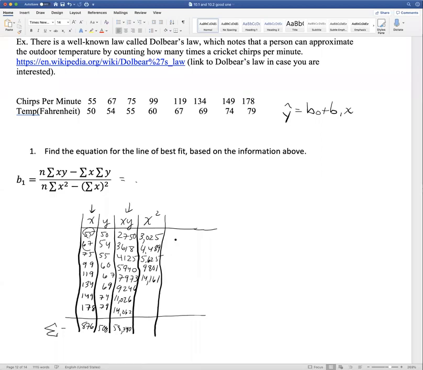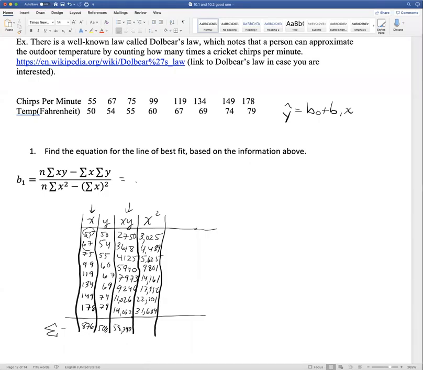134 squared, 17,956. 149 squared, 22,201. And 178 squared, it's 31,684. Okay, let me add these guys together.